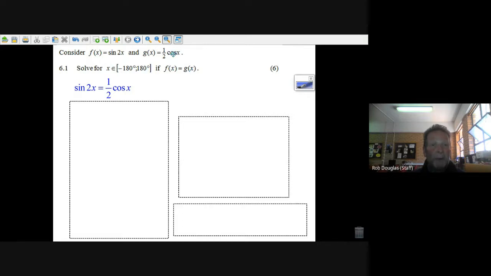In other words, they want to find out where these two functions equal each other. If it was a graph, we'd be interested in where they intersect. But we're just going to do some algebra to start off with.